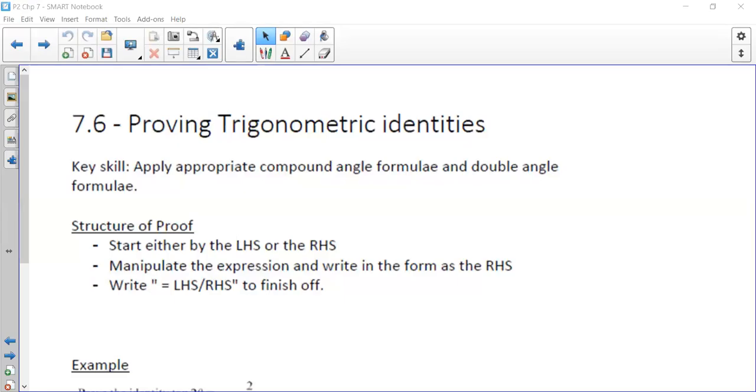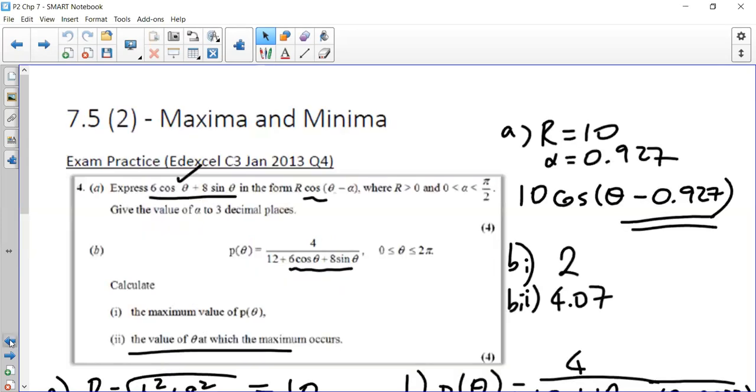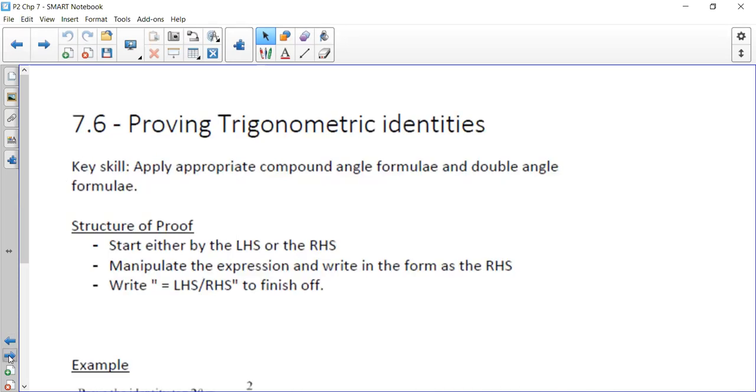Right, this is Pure 2, chapter 7.6. Previously, last lesson, we have been working on maximum and minima. Today, we will take a fresh break on a different side of trigonometry. Again, we're looking at proofs, and the next lesson, we'll dive back into modeling.